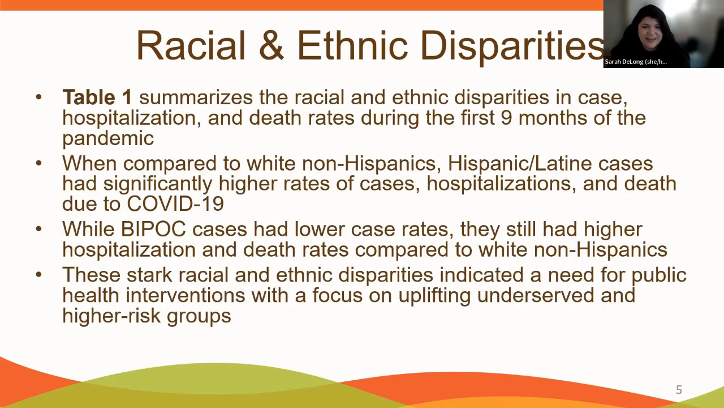So looking at the first 9 months of the pandemic, we noticed a huge disparity between these groups. We did notice BIPOC had lower case rates, but their hospitalizations and deaths were higher, and then Hispanics of any race were higher on all measures. So looking at these stark racial and ethnic disparities, we did identify a need for public health intervention with a focus on uplifting these underserved and higher risk groups.